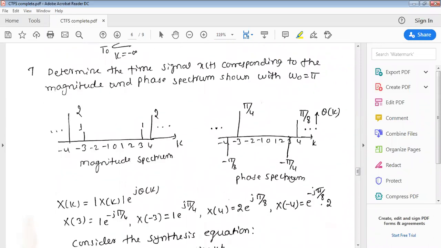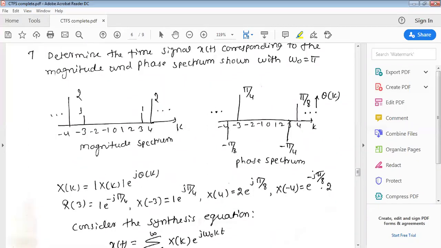Now, look here, a slightly different problem. Now, I will ask you to find x of t, but I'll give you x of k. Let us give a magnitude spectrum. This magnitude spectrum is given to you and the phase spectrum is also given to you. The angle of x of k is given, the modulus of x of k is given, but I want x of t. How will you solve this problem?